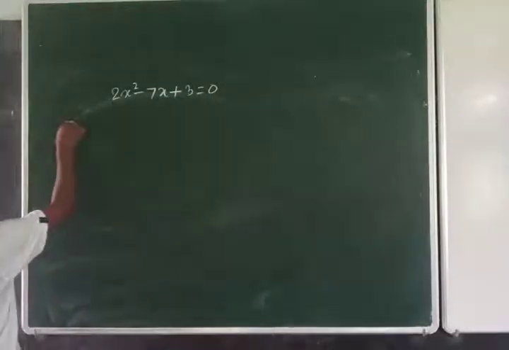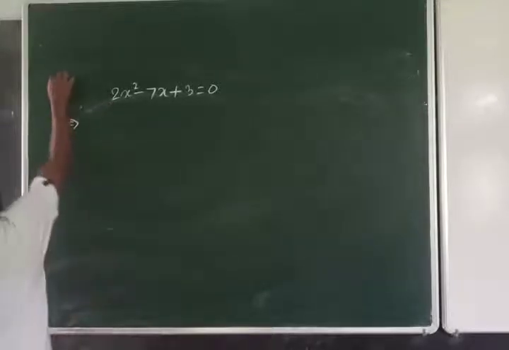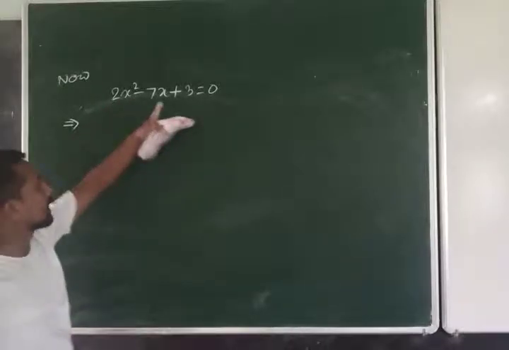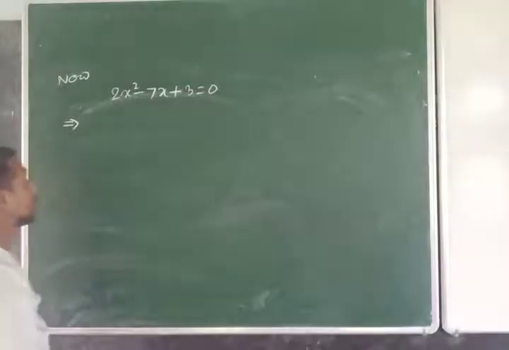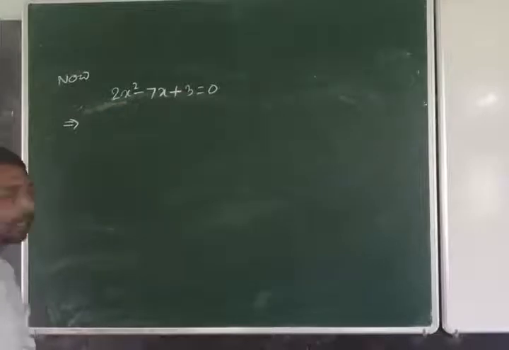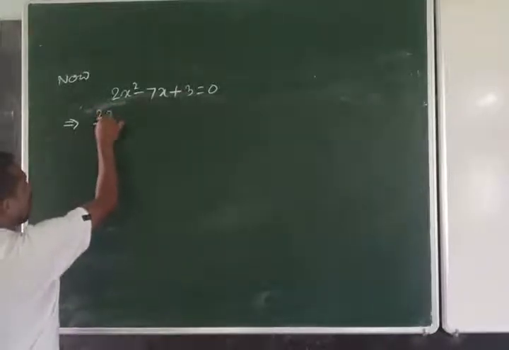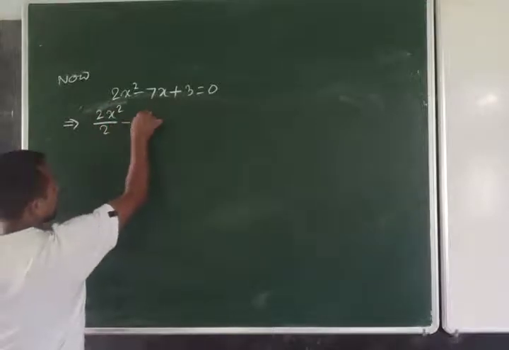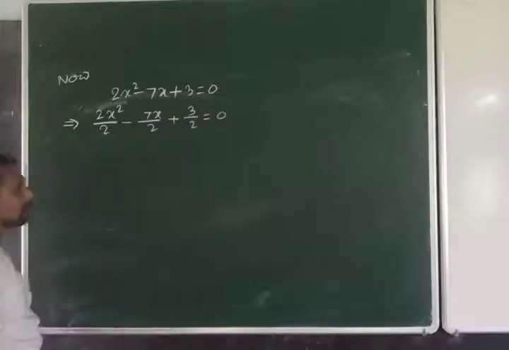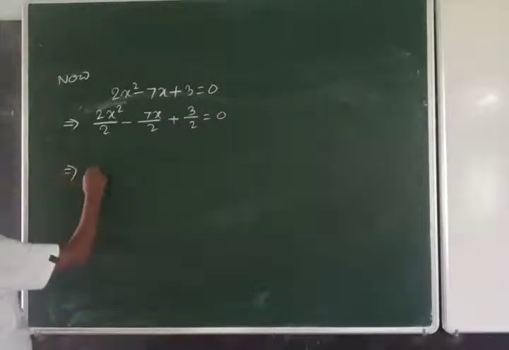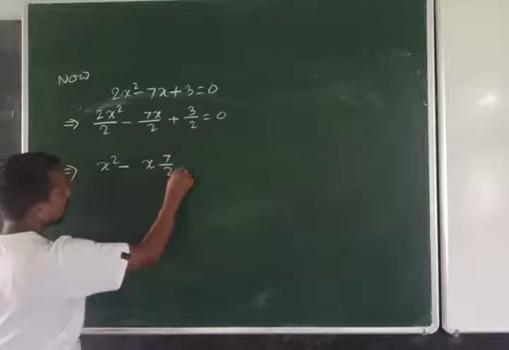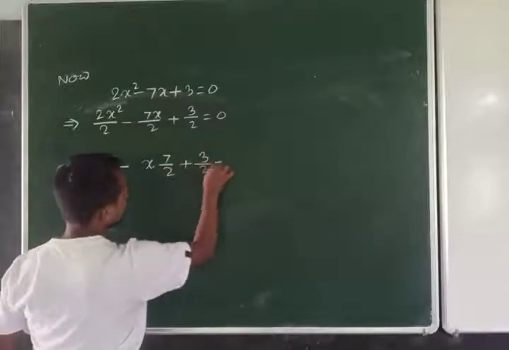Now you can see here, this 2 is not a perfect square. So again, we will start from the beginning. Twice x square minus 7x plus 3 equal to 0. The first term x square is a perfect square, but 2 is not a perfect square. Let us divide all the terms by 2. x square minus 7x by 2 plus 3 by 2 equal to 0.